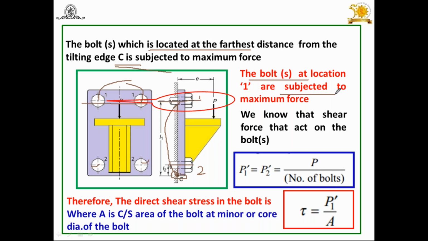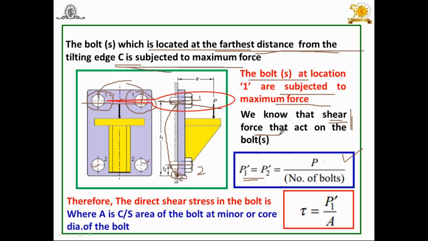Therefore, I hope you understand, always consider the bolt which is located at farthest distance from the tilting edge, where you will get the maximum force. And based on that, in this case, from tilting edge C, the bolt position 1 is farthest. So we have to consider this bolt or this bolt to find out the size. But we know that shear force acts on the bolt because of the load P. We have already calculated in expression 1, P upon number of bolts. This is the shear force.